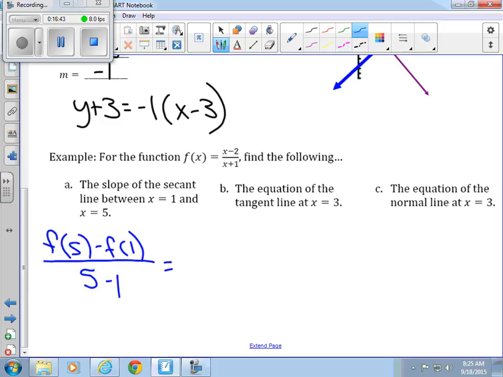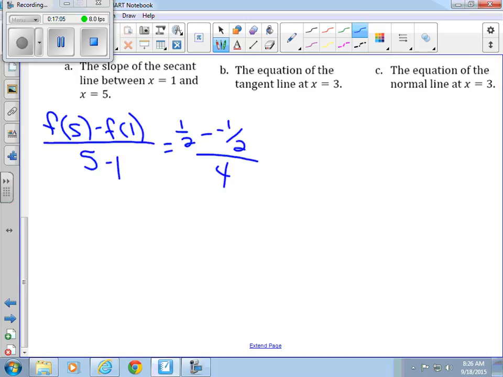So I'm going to plug in 5. 5 minus 2 is 3 fourths. No, 3 sixths. So half. And negative 1 over 2, negative 1 half. What is 1 half minus negative 1 half? 1. 1/4. So the slope of my secant line is 1/4.